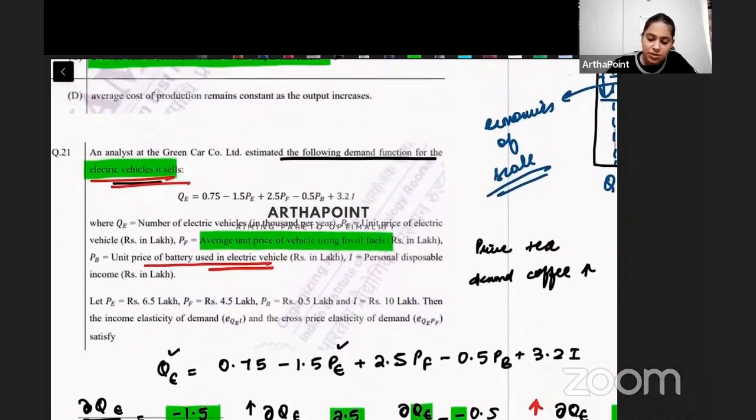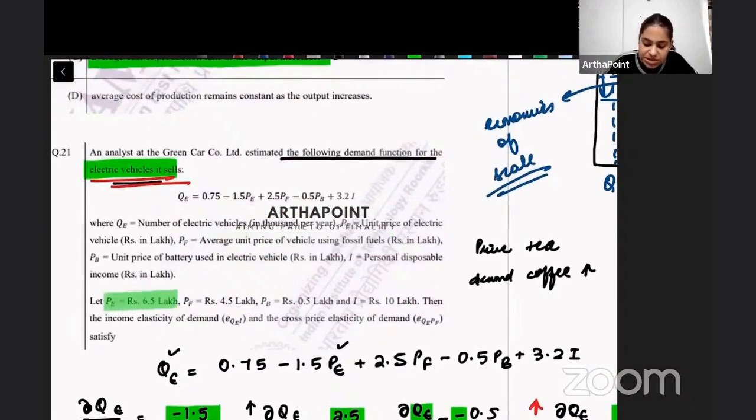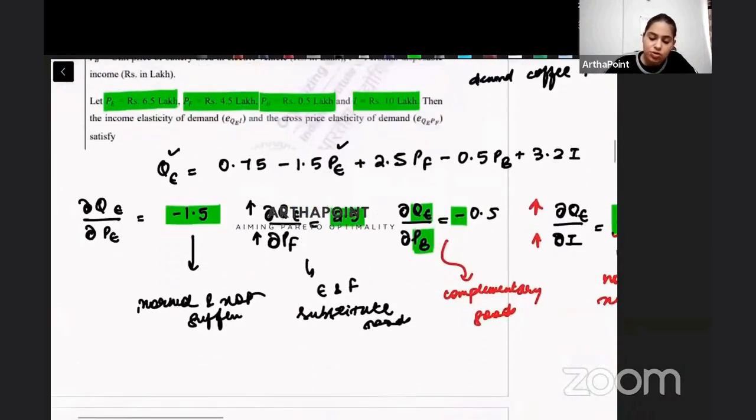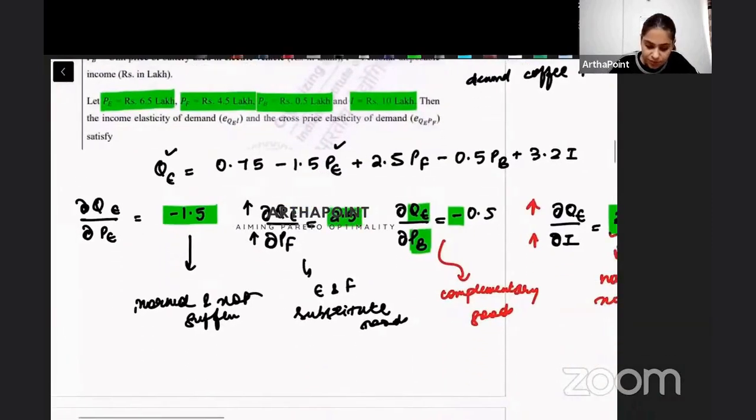Now let's go to the next part. They have given us the values. What are the values given to us? PE is 6.5, you put 6.5 here. PF is 4.5, you put 4.5 here. PB is 0.5, you put 0.5 here. I is 10 lakh, you put 10 here. So what will come out to be your QE?